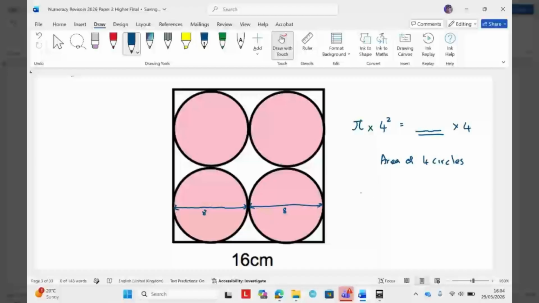We could also get the area of the square. Because it is a square, both sides would be 16, so that would be 16 times 16. And take the circles, take this answer away from this answer to just leave yourself the white bits. Okay?